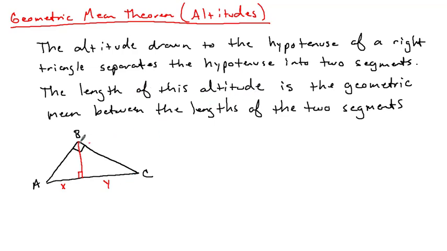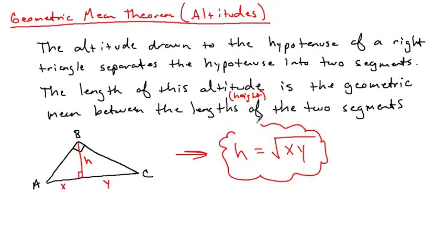The length of this altitude, so the altitude is the red line, so that's this height, right? An altitude and a height is the same thing. So the length of this altitude, height, is the geometric mean between the lengths of the two segments. So the height of this triangle is equal to the square root of x times y, because this is the geometric mean. So we want to memorize this.